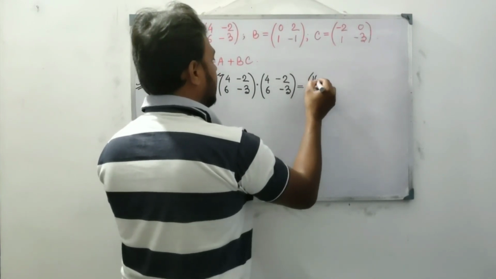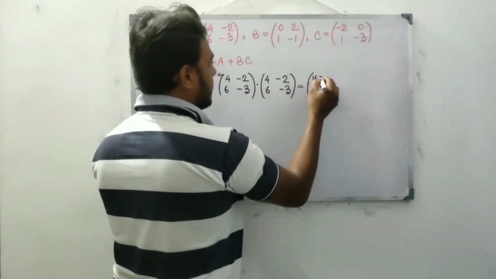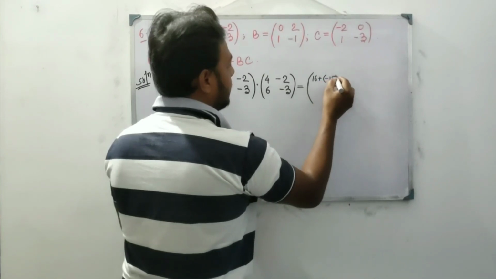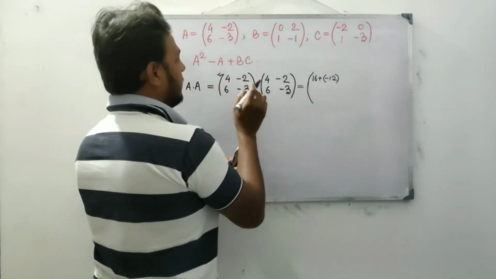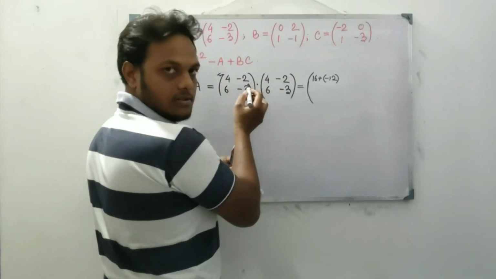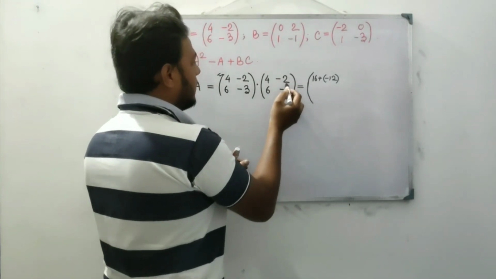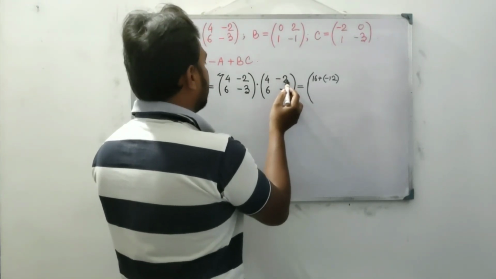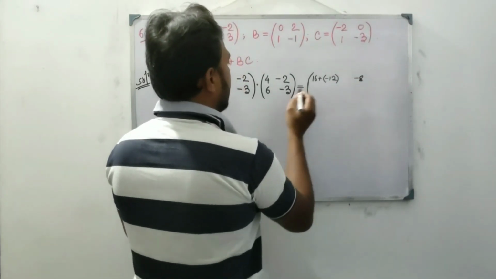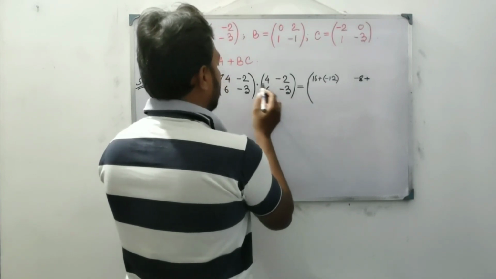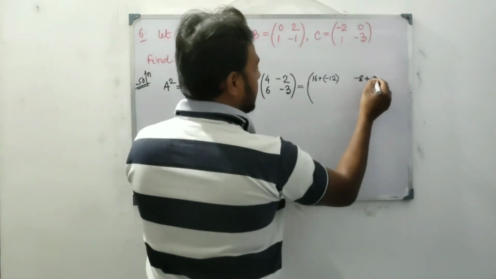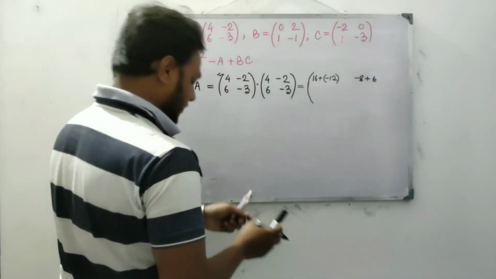4 4s are 16, plus 6 2s are minus 12. This is the inner product of the first row and first column. Row fixed. Now with the second column: 4 into minus 2, that means minus 8, plus, if you multiply these two, 3 times 2 is 6, so plus 6. Okay, next.